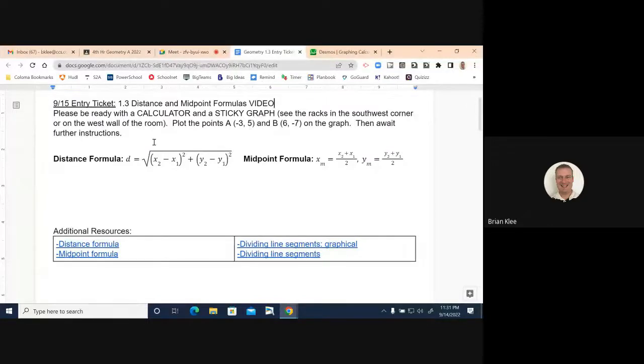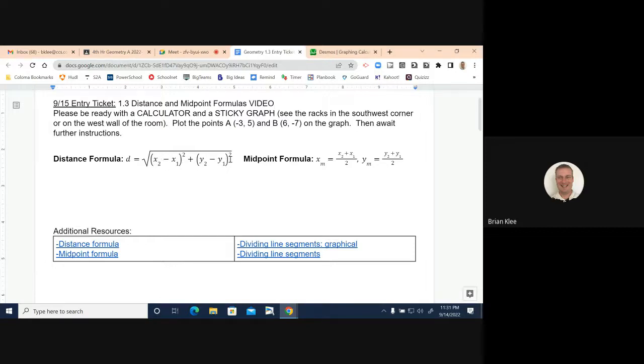Okay, our learning target is the distance formula and the midpoint formula. The distance formula lets you find the distance between 2 points on the coordinate plane. It is d for distance equals square root of x2 minus x1 squared plus y2 minus y1 squared. In other words, subtract the x's, square them, subtract the y values, square them, square root the sum of those two things, and you have your distance between your 2 points.